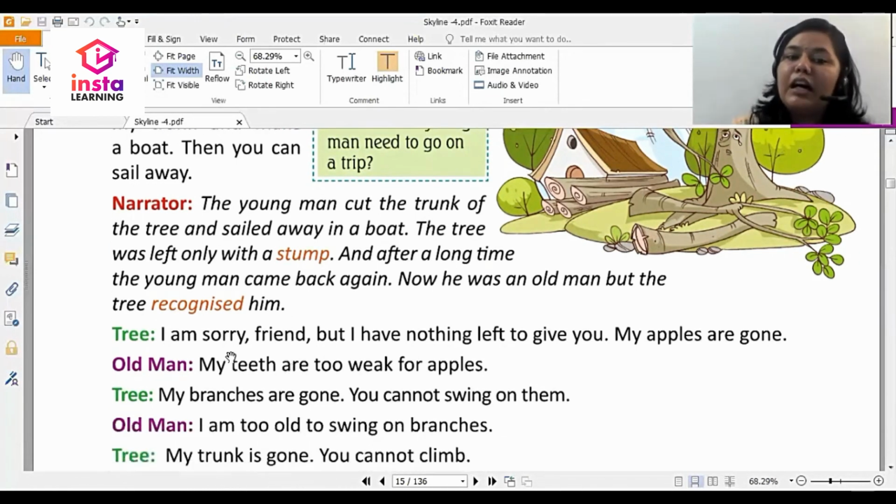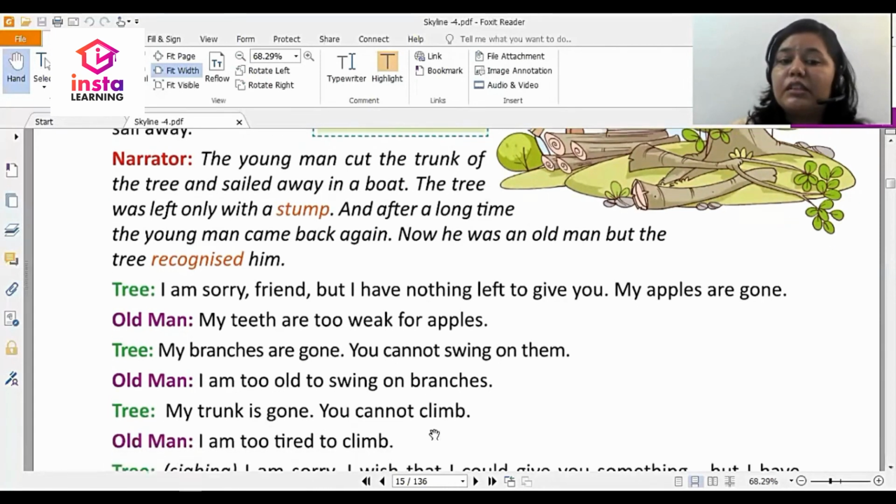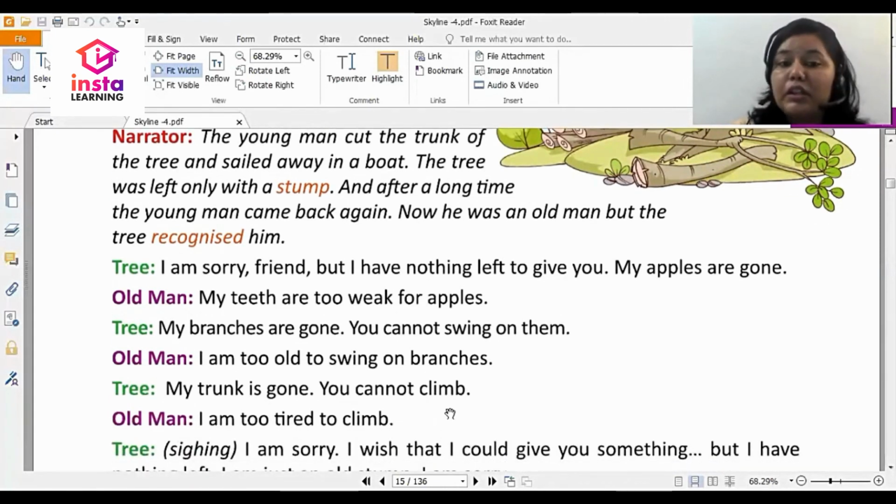Tree says, I'm sorry, friend, but I have nothing left to give you. My apples are gone. Old man says, who's this old man? The little boy. My teeth are too weak for apples. Tree says, my branches are gone. You cannot swing on them. So old man says, I am too old to swing on branches. Then tree says, my trunk is gone, you cannot climb. Old man says, I am too tired to climb.